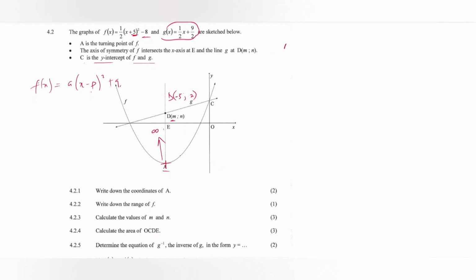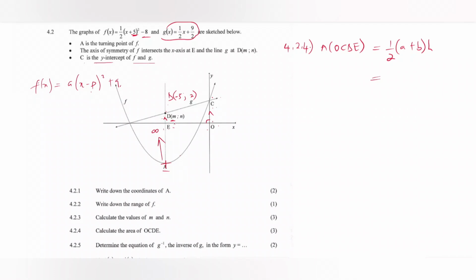Let's go to the next question. 4.2.4, calculate the area of OCDE. To calculate the area of OCDE, we need to check which shape this is. This one is parallel to this one, because this is a line of symmetry of the parabola. That will be parallel to the y-axis. So if they are parallel like that, and yet there is 90 degrees, this shape is going to form a trapezium. Let me just say area of OCDE is going to be equal to half of (a plus b) multiplied by height. Our a plus b are these parallel sides. So we need to find the length of ED, the length of OC, and the length of EO.